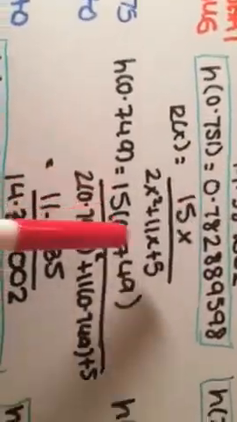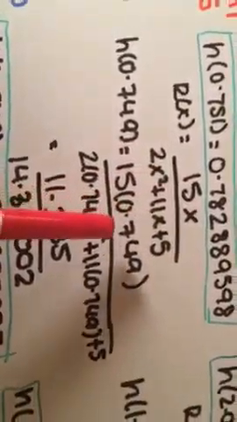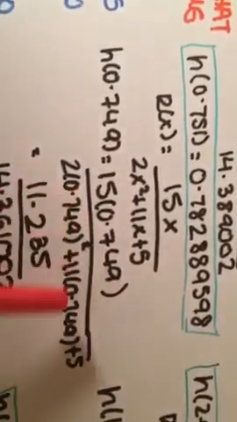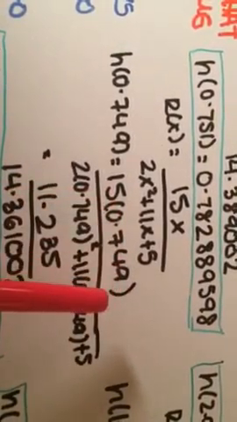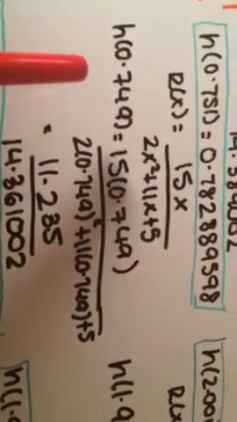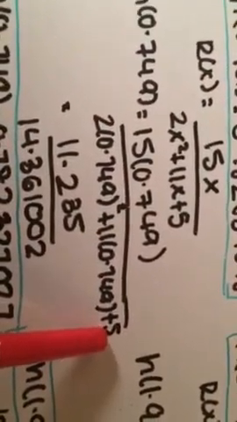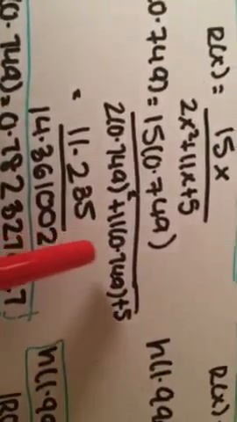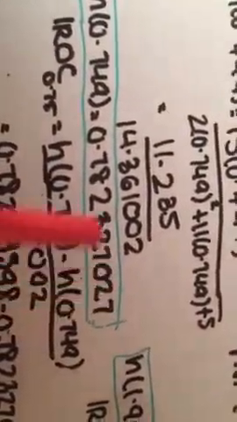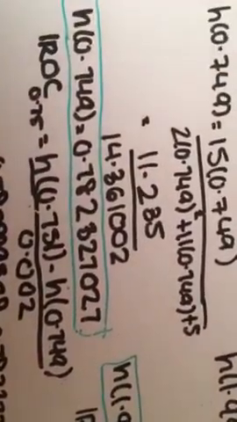So over here we have our x's again, and just plugging in 0.749 for those x's. We're going to multiply the numerator, and then you're just going to put the bottom line, the denominator, in your calculator, divide the two, and get this nice long number here. So now we're going to use our very important IROC equation right here.